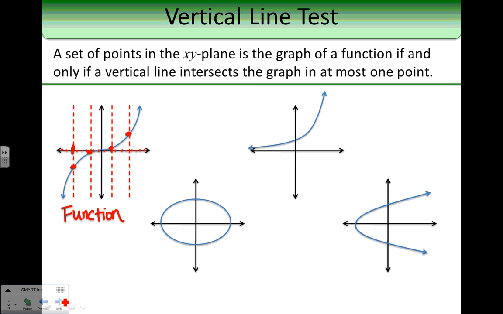For the second one, if you were to draw vertical lines through that entire graph, you can see that each vertical line is going to hit the graph in two places. So for this one particular x input, there are two outputs. This would not be a function.